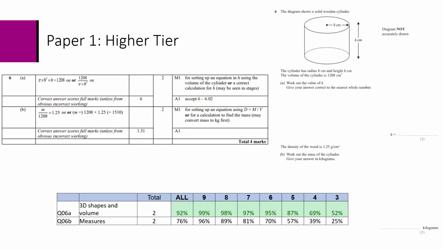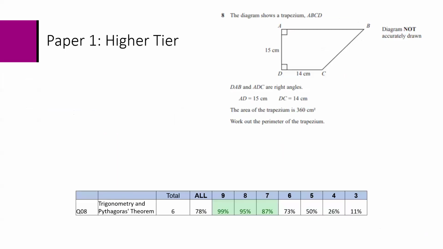The examiners did also say that some students failed to convert to the correct units at the end. Some students did recall an incorrect formula for density or had the correct formula but couldn't rearrange it. So that's one that's worthwhile just refreshing with your students. Just getting your students to check that they've answered the question in the units that are required is key. Okay.